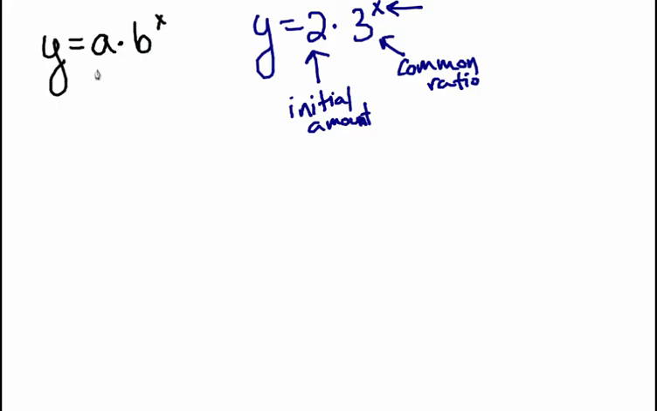Okay, so a is that coefficient that tells us what the initial amount is, and b is the base to which we raise this exponent x. And there are a couple of rules here about what a and b can be in order for this to actually be an exponential function.